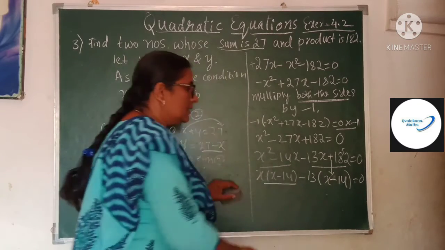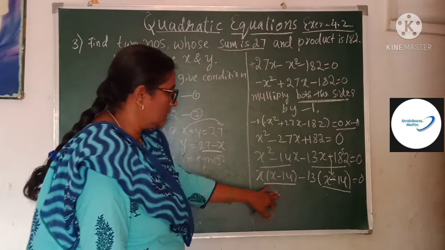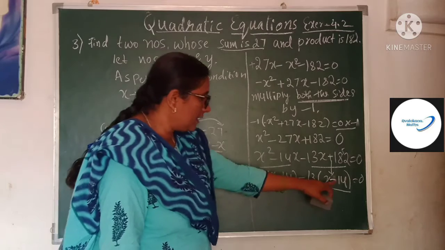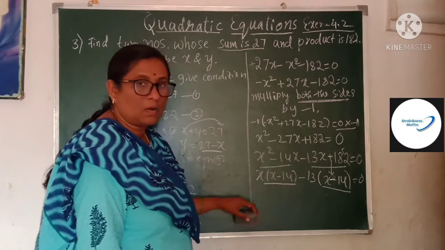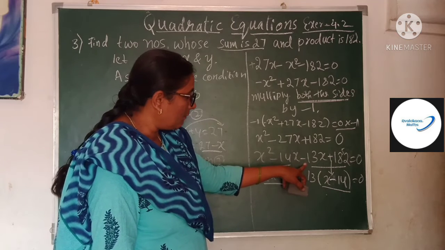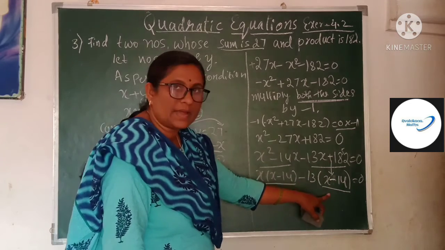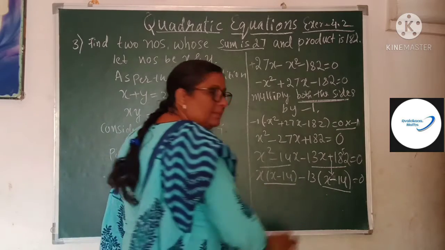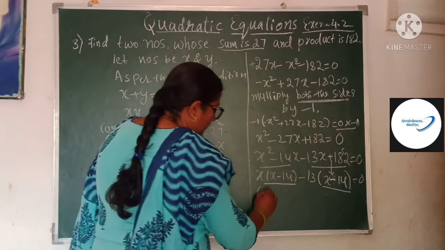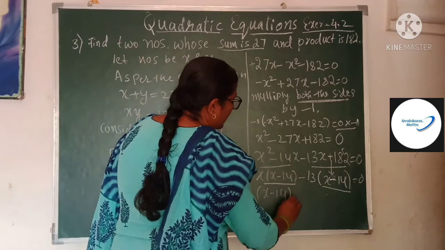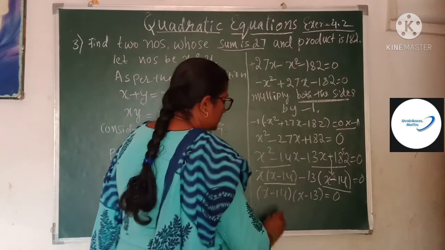Before concluding, see this one. These two must be similar, exactly the same. If you are getting opposite signs, then think that somewhere it went wrong. So now minus one is outside the bracket, because of which this plus becomes minus. Now both the brackets are the same, which means all the steps are correct. Now what will we do here? x minus 14 in one bracket and x minus 13 in the other bracket is equal to 0.